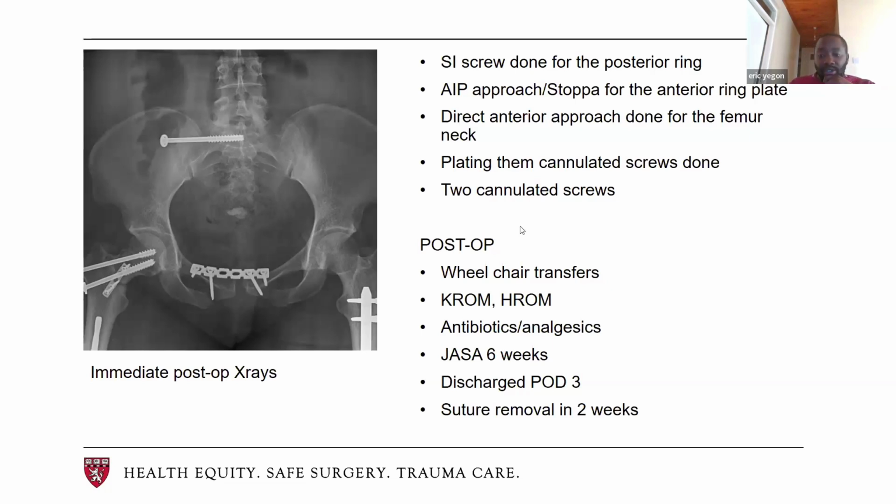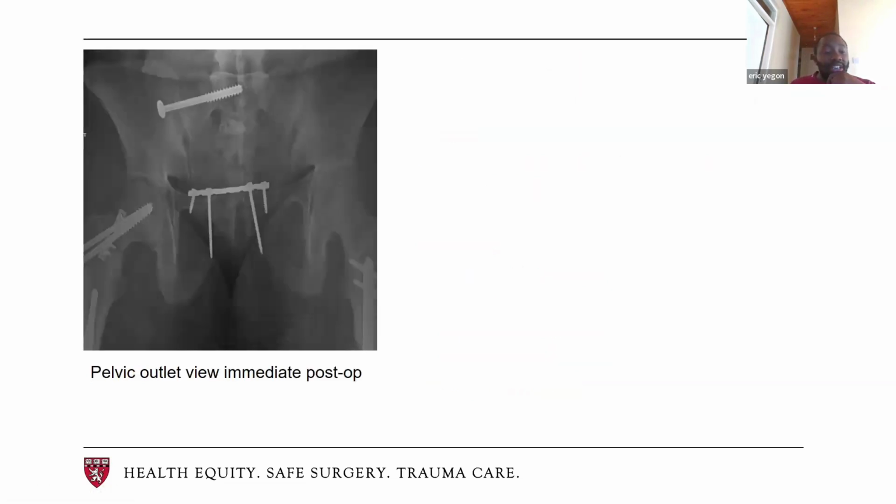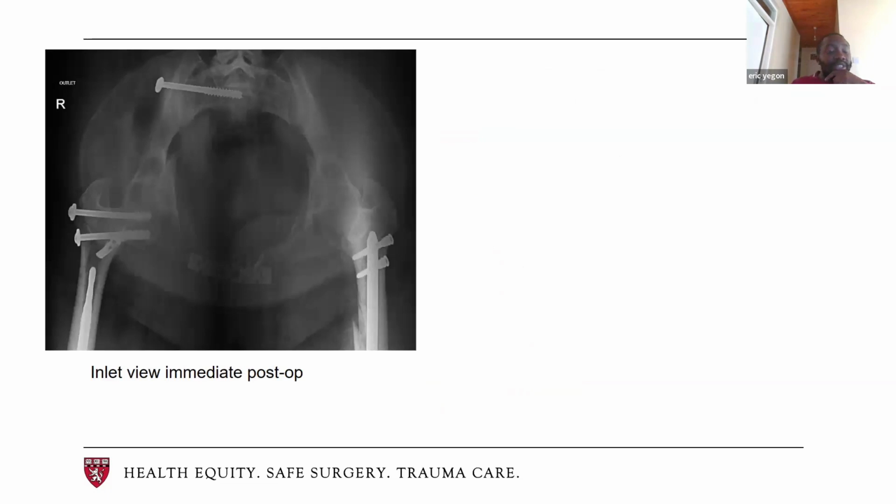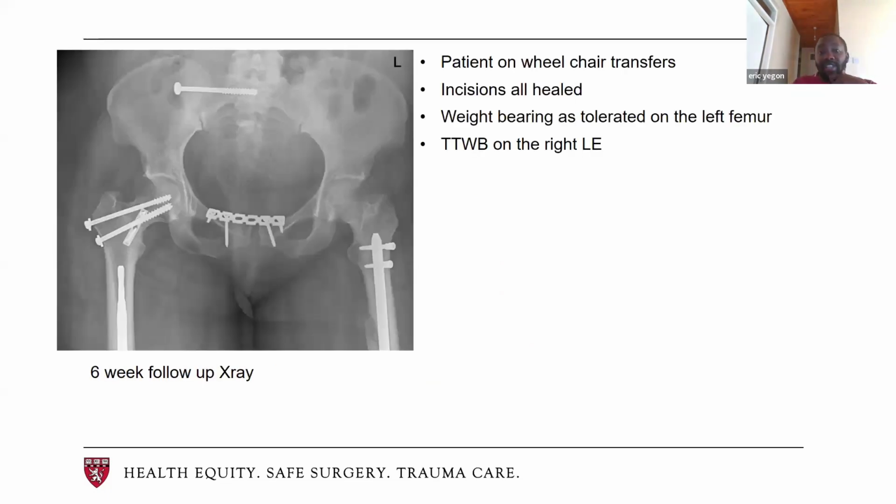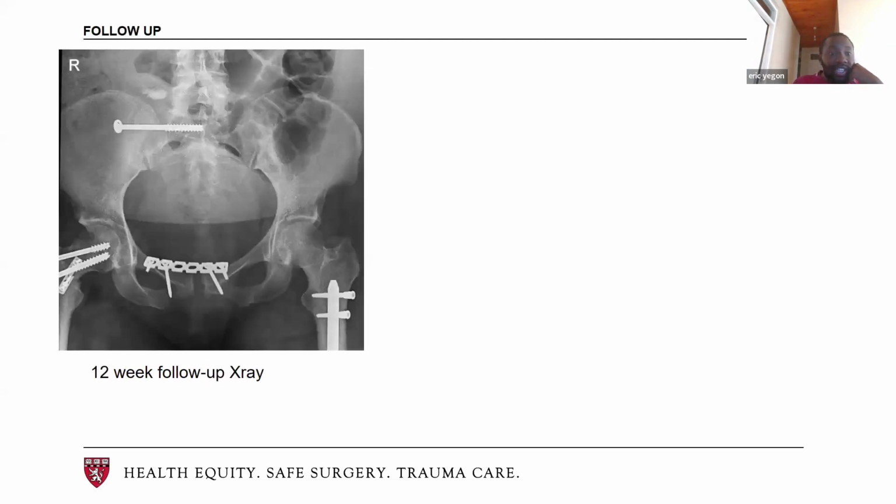Then, so this was the pelvic outlet immediately post-fixation. And then this was the inlet immediately post-fixation. Then this was her on a 6 weeks follow-up. You can still appreciate the slight fracture line on the neck, but the rest of the fractures look fine. Then this was on 12-week follow-up. The SI joint and the anterior ring look okay.